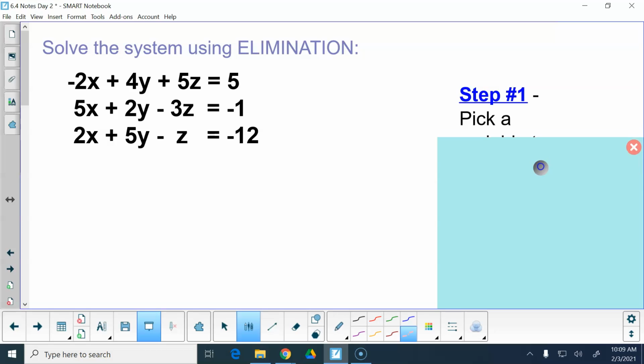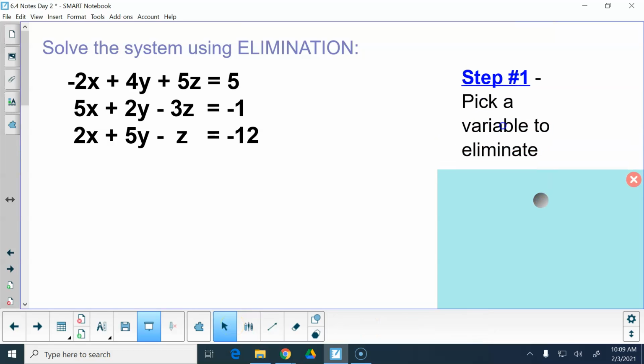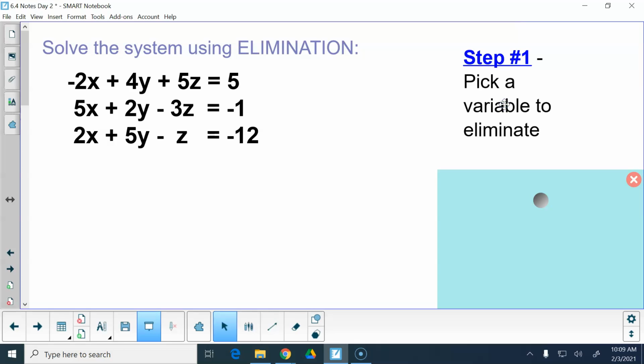So the first step that we have to do when we're doing elimination is we need to pick a variable to eliminate. So it's a simple choice. In substitution, it was a double choice. You had to choose a variable and then choose which equation you wanted to solve for that variable. Here, step number 1 is you just have to pick x, y, or z, or a, b, or c, or whatever. Pick one of your 3 variables. Doesn't matter which one you pick.